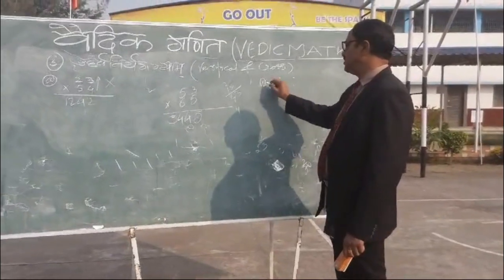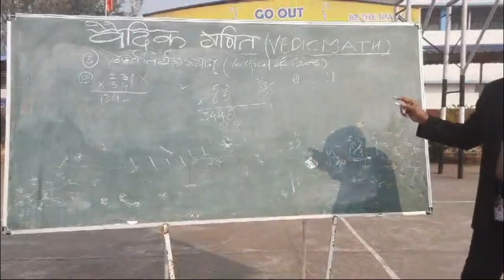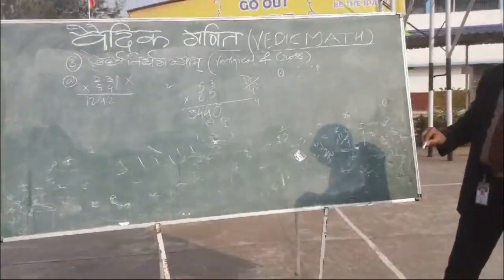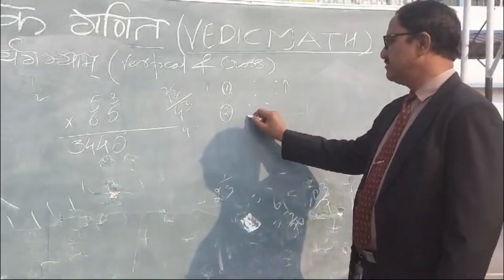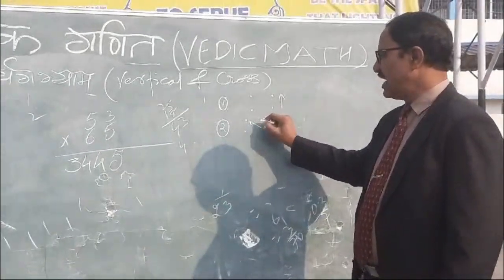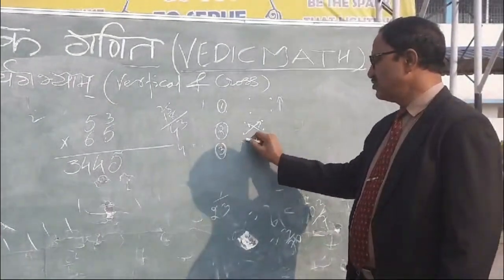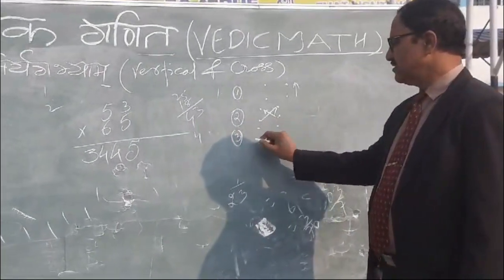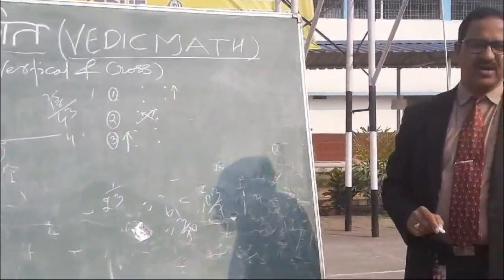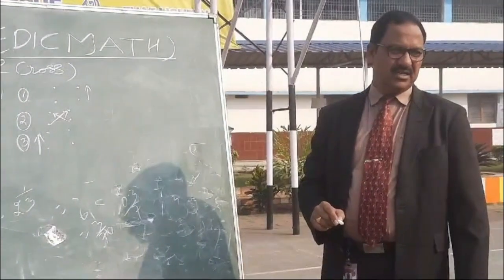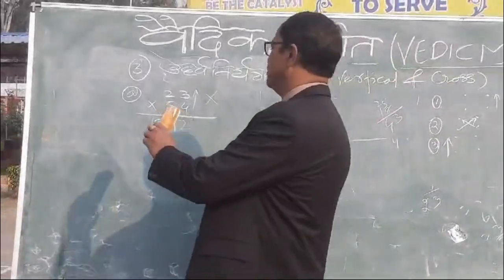In the first step, you have to multiply this with this. In the second step, you have to multiply cross, like this and this. And in the third step, you have to do this. So, following these steps, you can find the multiplication very easily. Yes? Note down.